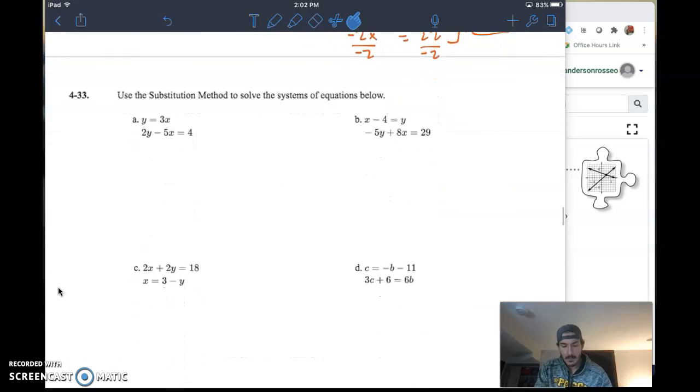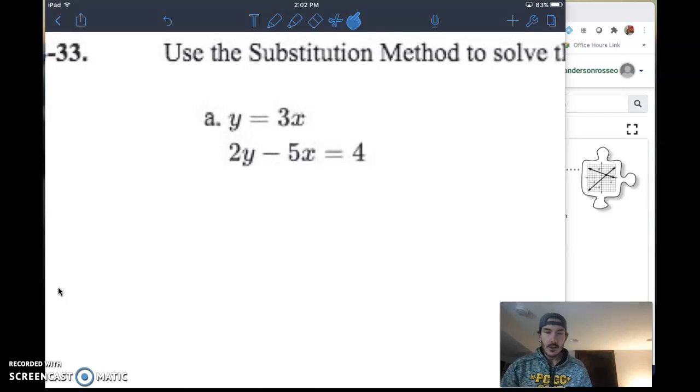But before we look at a couple more examples, I want to show you some systems where substitution is going to be the clear front runner for my choice. In 4-33 from your textbook, we've got 4 problems, A, B, C, and D. We're not going to do all of them, but let me help you identify why substitution would be my preferred method here. In part A, we've got 2 equations, 2 variables in each equation, x and y. But look at this first equation. I've got a variable all by itself. That's what we want for substitution.